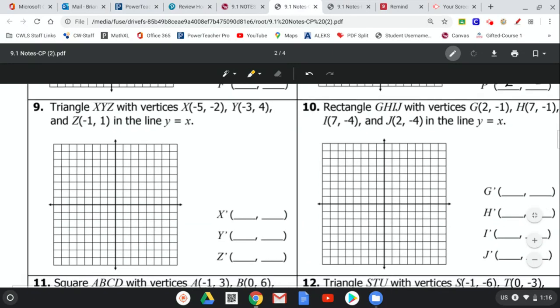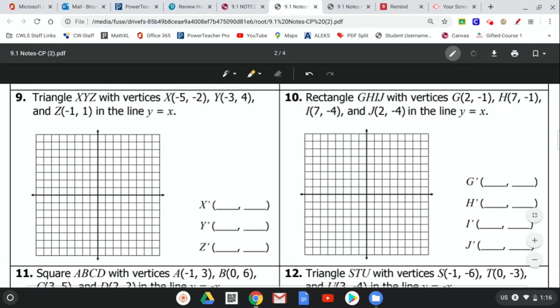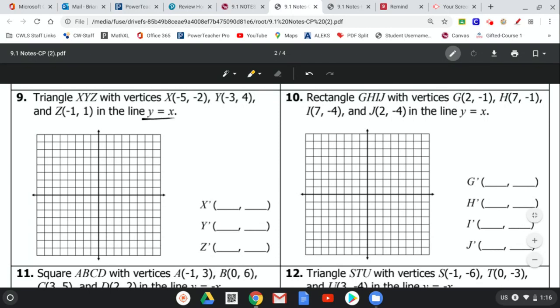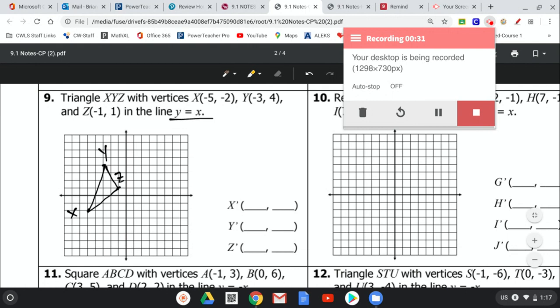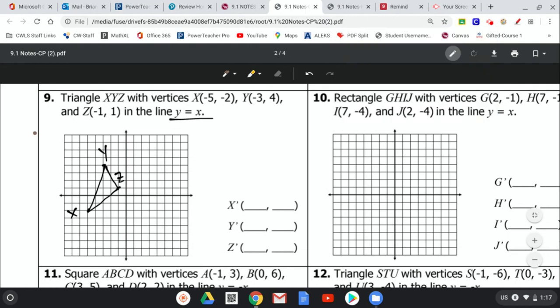Number 9 is different because now we are reflecting over the line y equals x, okay? So the first thing we're going to do is plot those points for triangle x. All right, so we have those coordinates plotted there. It's a triangle.